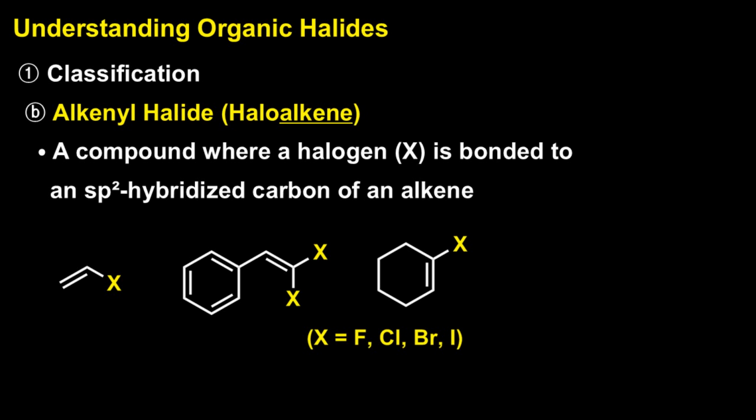Alright, now let's look at alkenyl halides, also called haloalkenes. In these compounds, the halogen is attached to an sp2 hybridized carbon in a double bond. Unlike alkyl halides, they don't really do substitution. The C-X bond is stronger, and the pi system blocks the SN2 backside attack.